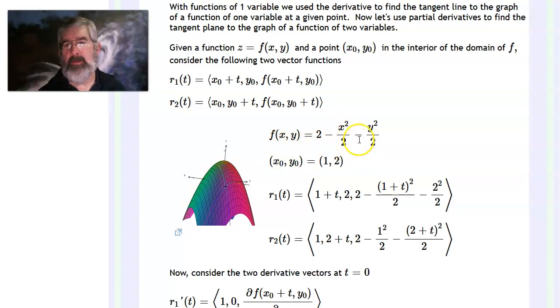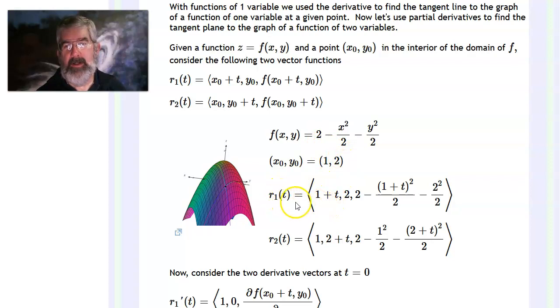In my particular example here, I've got the function f of x, y equals 2 minus x squared over 2 minus y squared over 2. So this is an upside down paraboloid shifted up 2. And the point that I'm going to be interested in is the point (1, 2). If you plug that in, let's try it: 2 minus a half minus 2. So this is negative half for the z value here.